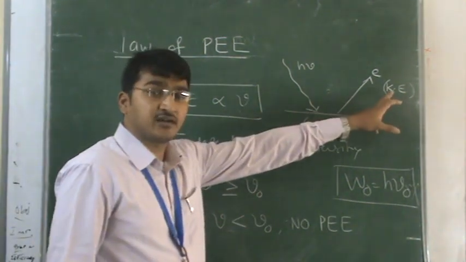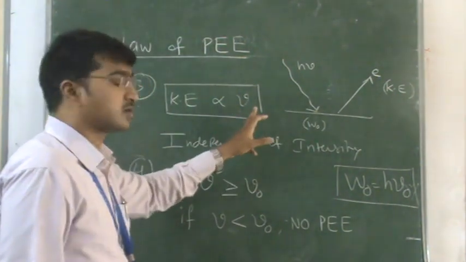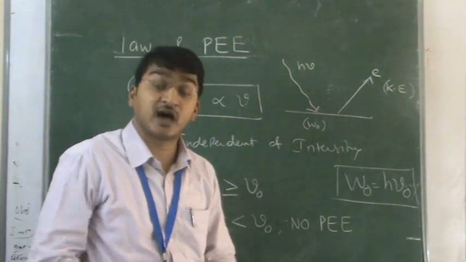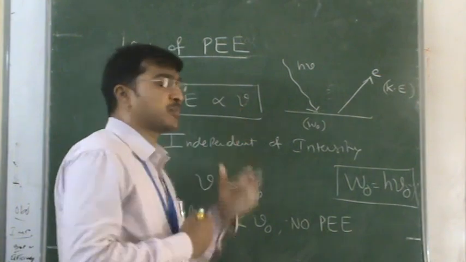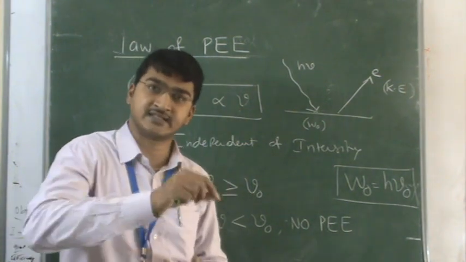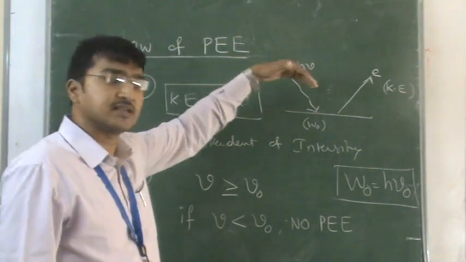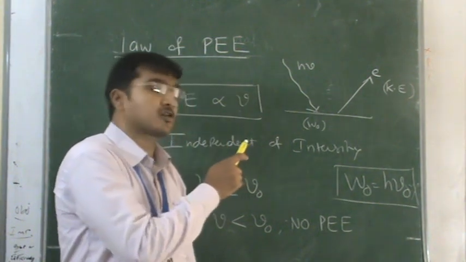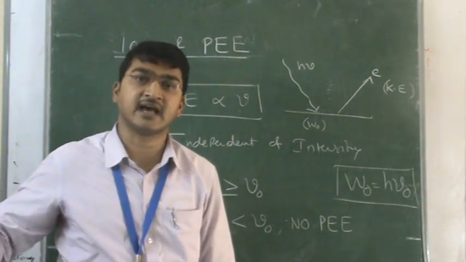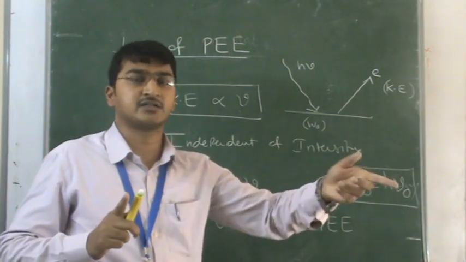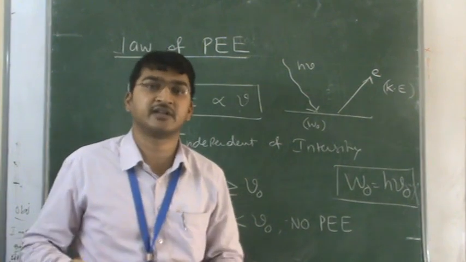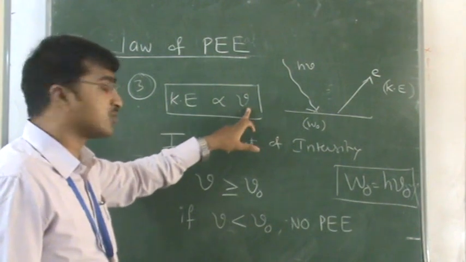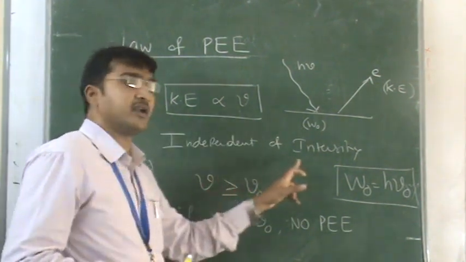Next, the third one. The kinetic energy of the photoelectrons is directly proportional to frequency. I gave a detailed example. The kinetic energy of ejected electrons or photoelectrons is directly proportional to the frequency of incident light. If the incident light frequency increases, kinetic energy also increases. But the kinetic energy of photoelectrons does not depend upon intensity. Only as frequency changes does kinetic energy change. As intensity increases, there is no change in kinetic energy. That's why kinetic energy is directly proportional to frequency and independent of intensity.